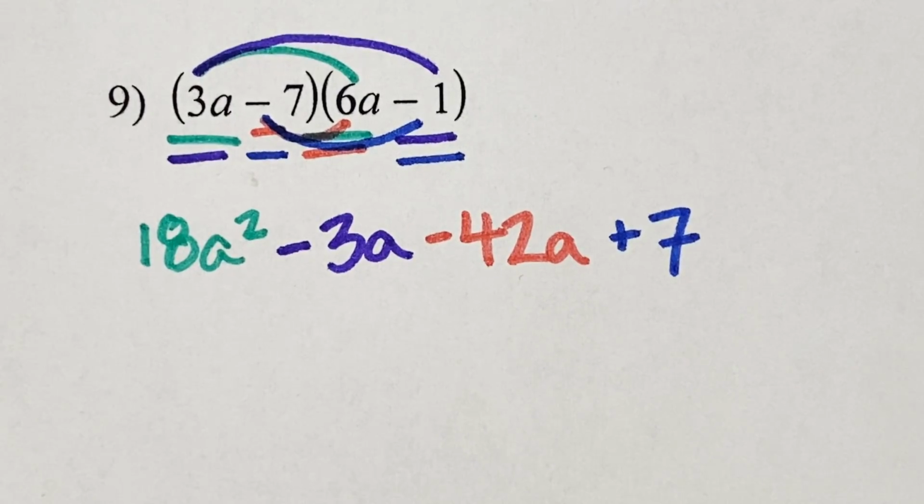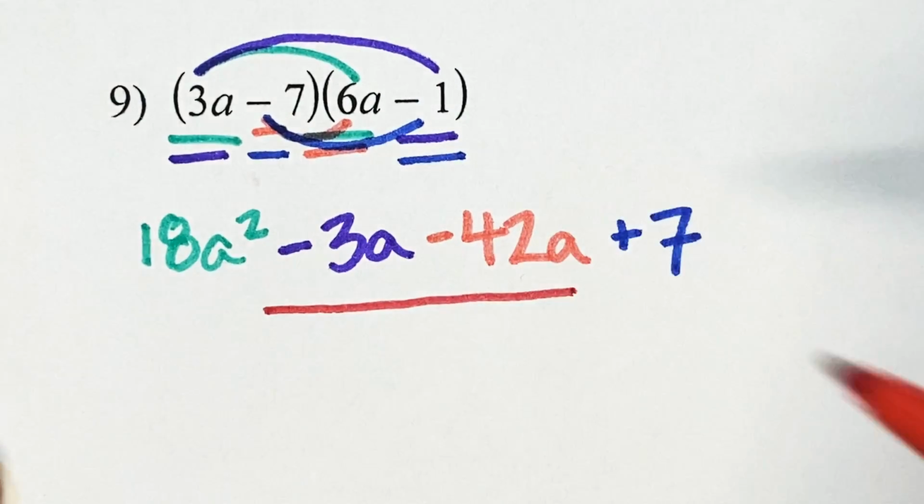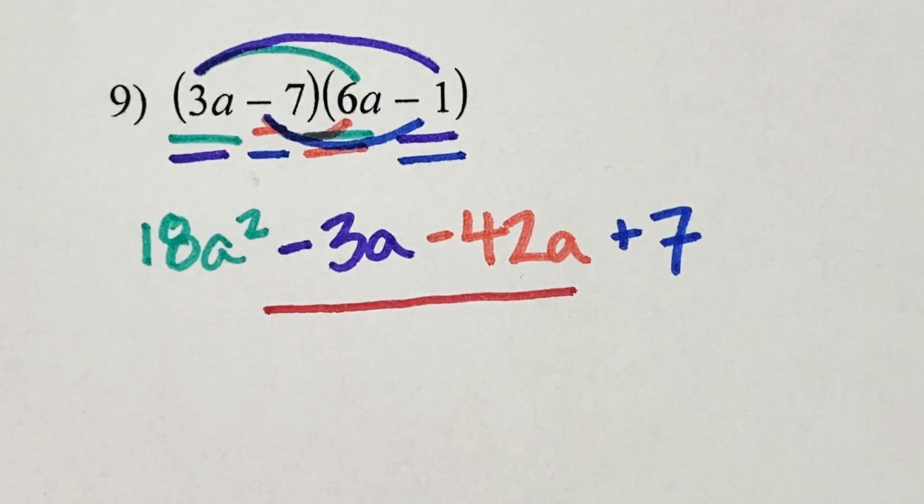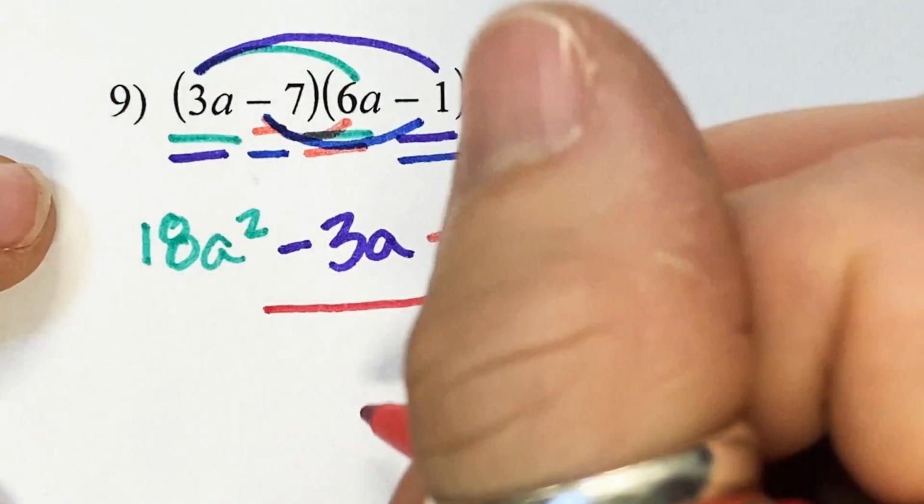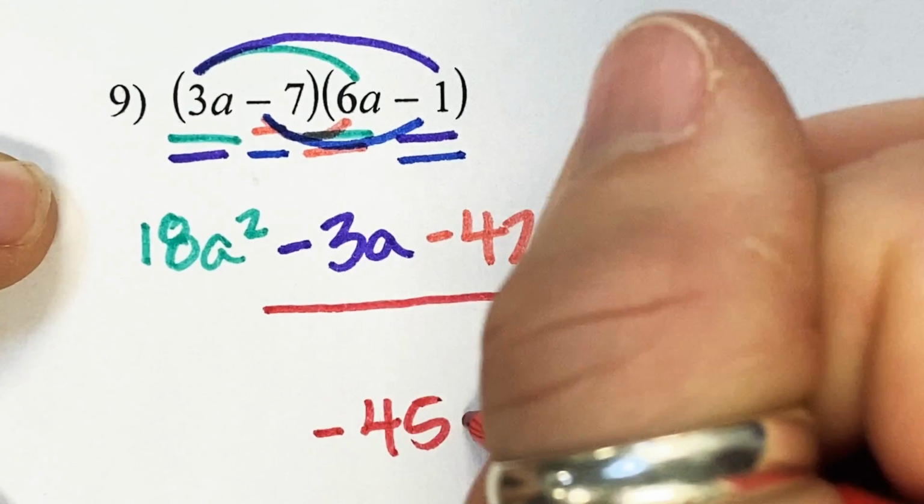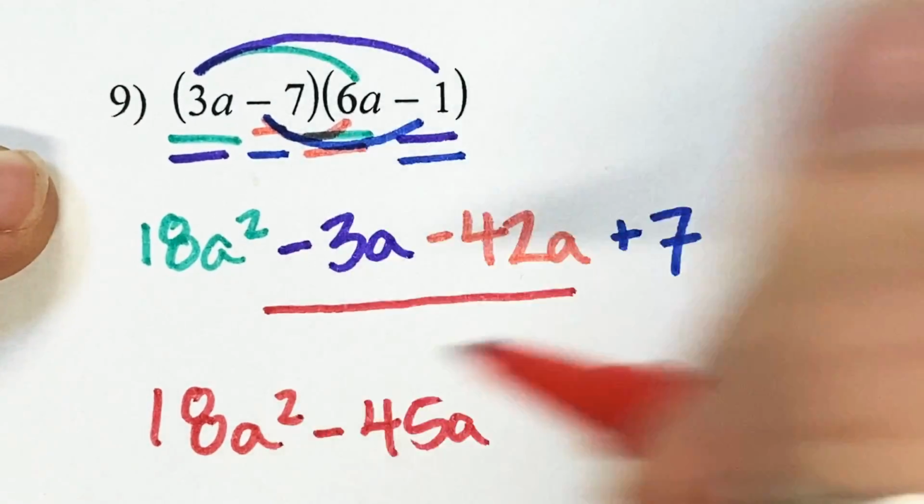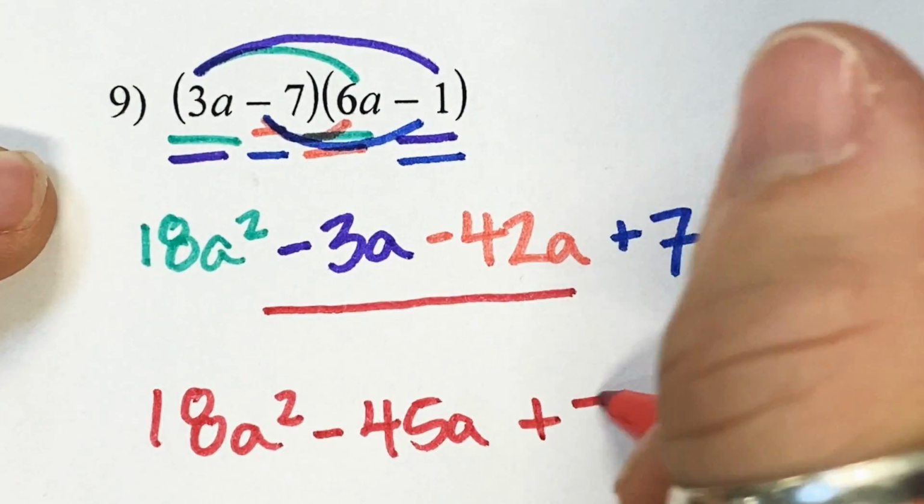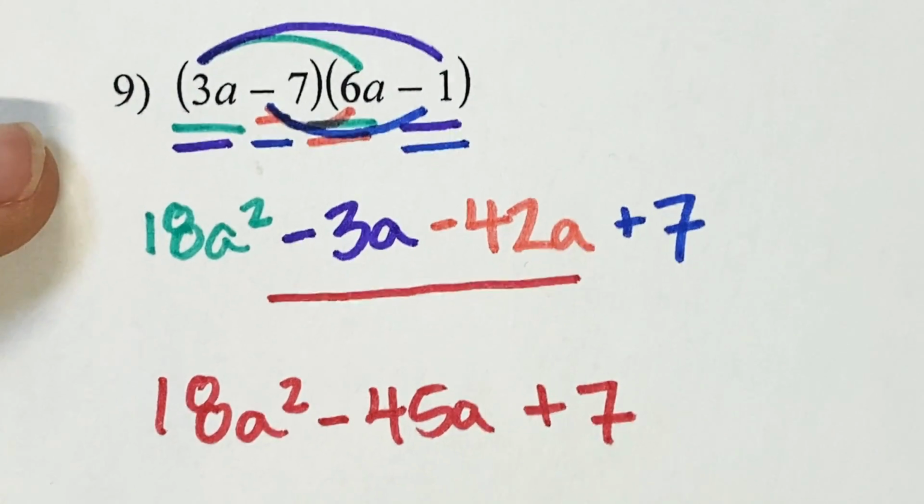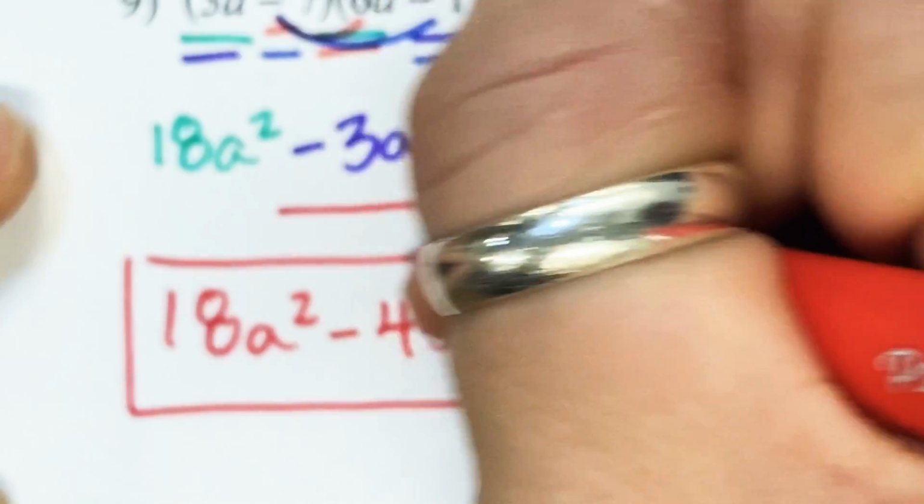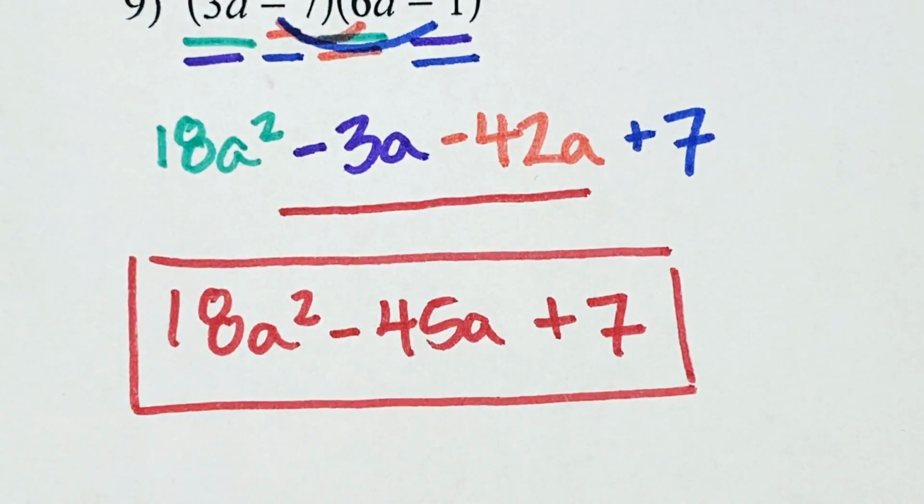Okay, where are my like terms that I can combine? Negative 3a and negative 42a. So we're getting more negative here. So what is negative 3 minus 42 more? It's going to give me negative 45a. Okay, bring down what's left over. 18a squared. Okay, and positive 7. And there is our quadratic expression.